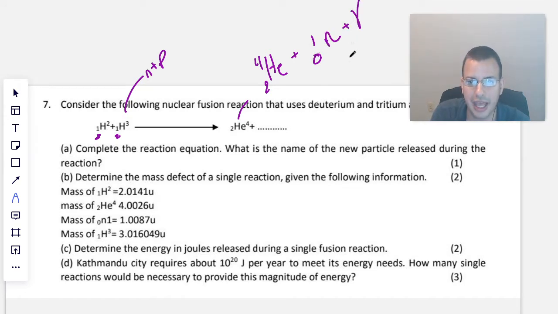And then I'm going to put a little gamma here just for energy. And that's just going to be an assumption, not needed. Just makes me feel good. So now, complete: what is the name of the new particle released? So this is a neutron. This is an alpha particle. And then there's probably electrons, which I left off.